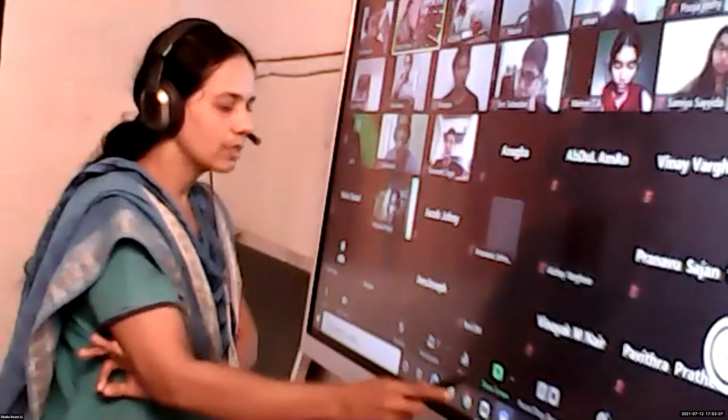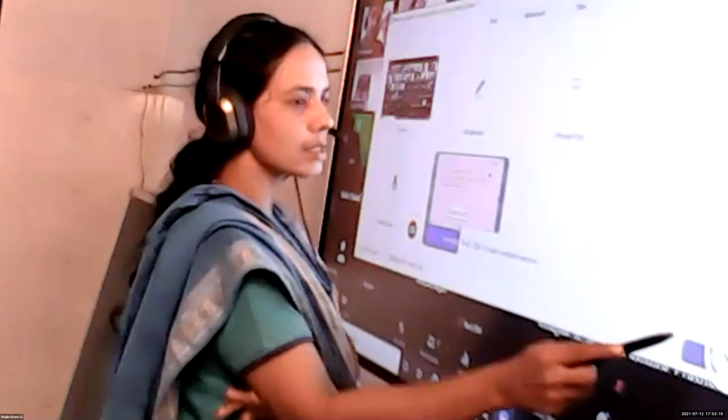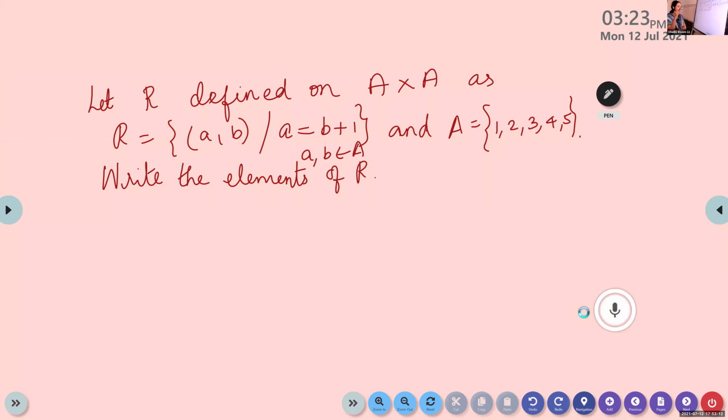How to write? Look at this question. R is the set of all ordered pairs (a, b), where a is b plus 1, a belongs to A and b belongs to A. So which elements will you get? The first element is the second element plus 1, and both elements are from A. You assign the first value for b and find out the first element. When b is 1, what will be the first element? Is it 2?